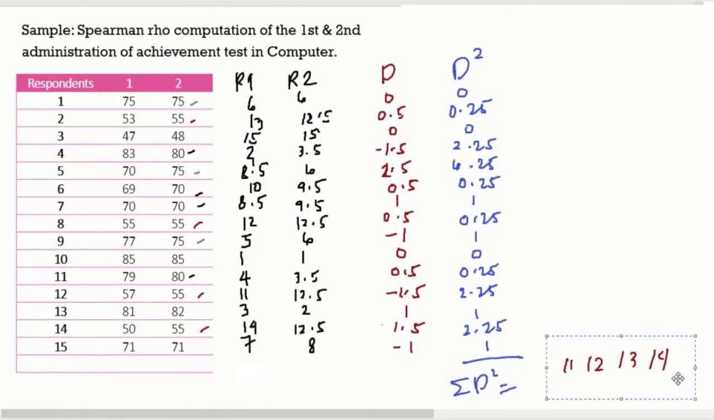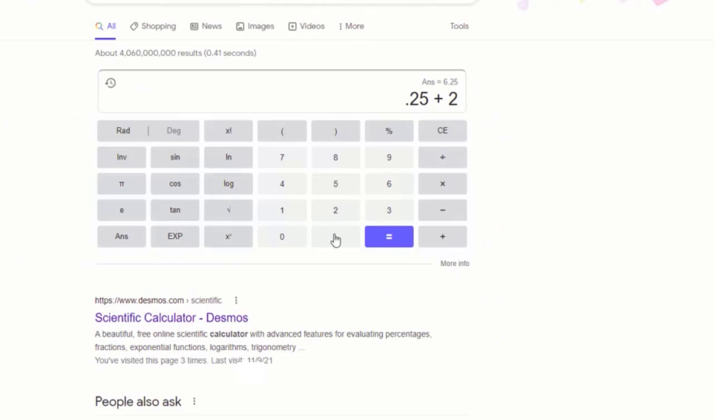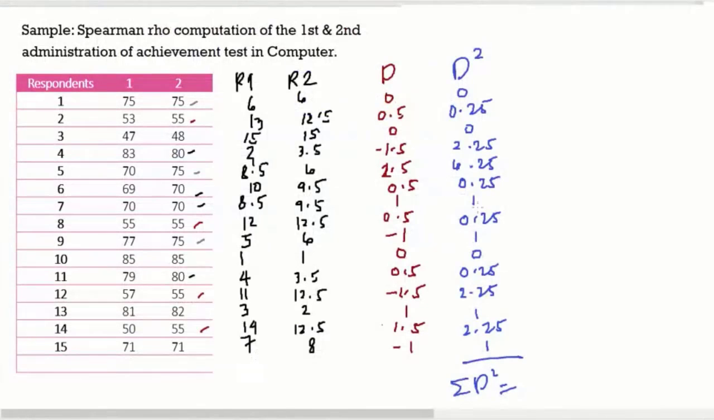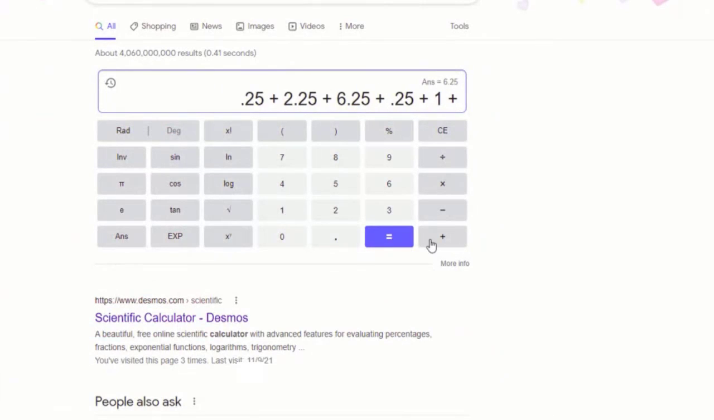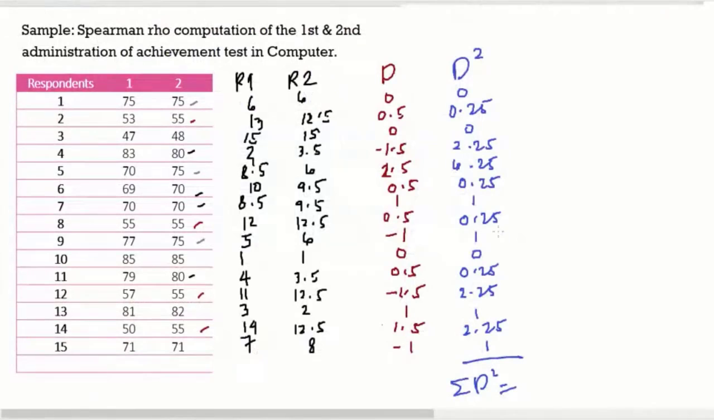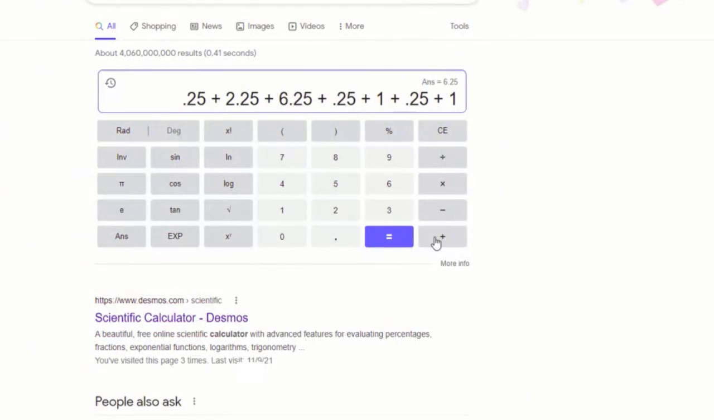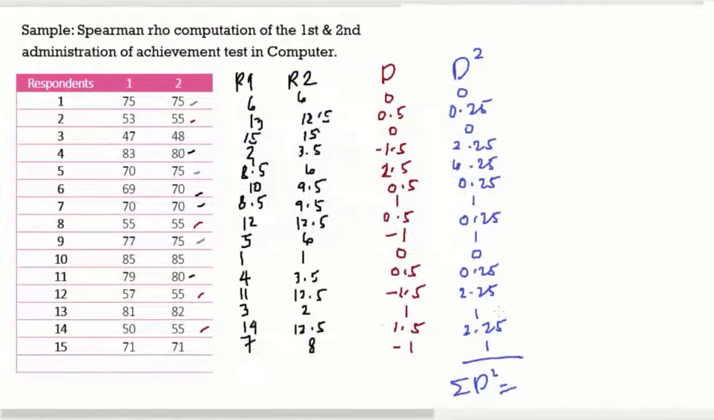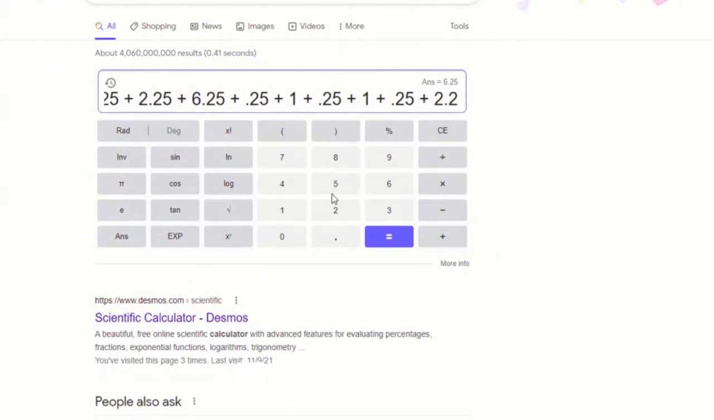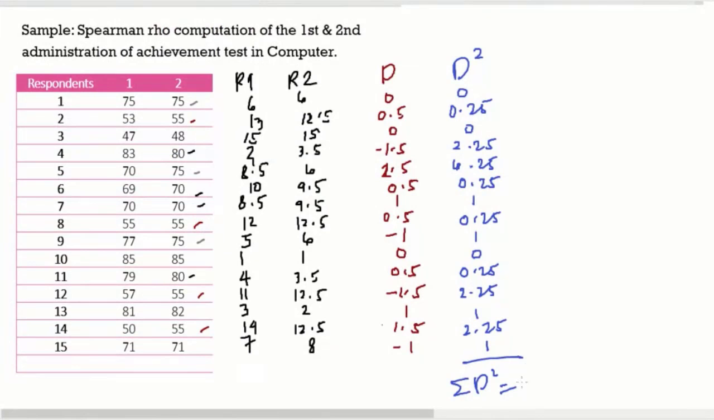Tama man? So, i-add natin to lahat. Okay, let me add that with my calculator. So, that is 0.25, 2.25, 6.25, plus 2.25 plus 6.25 plus 0.25 and then 1 plus 1 plus 0.25 plus 1 plus 1 plus 0.25 plus 2.25, okay, plus 2.25 plus 1 plus 2.25 plus 1 equals 18. Okay. So, 18 ang sagot natin dito.